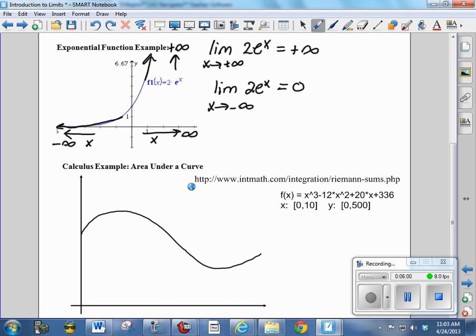So in one case we have a limit. It gets to 0. In the other case we don't have a limit. It is unlimited. It's going to positive infinity. So we have a limit on one side but not on the other.